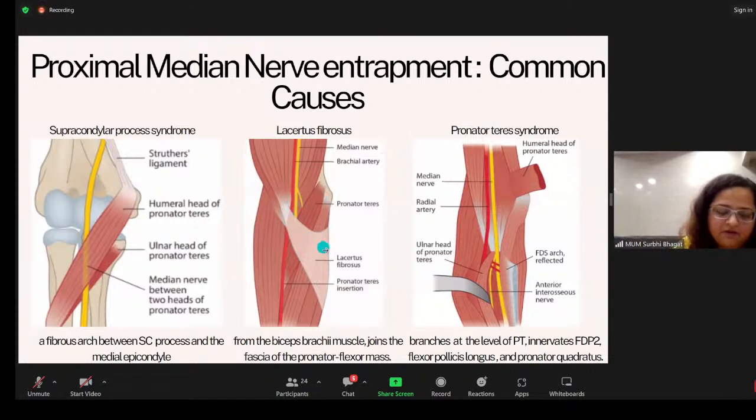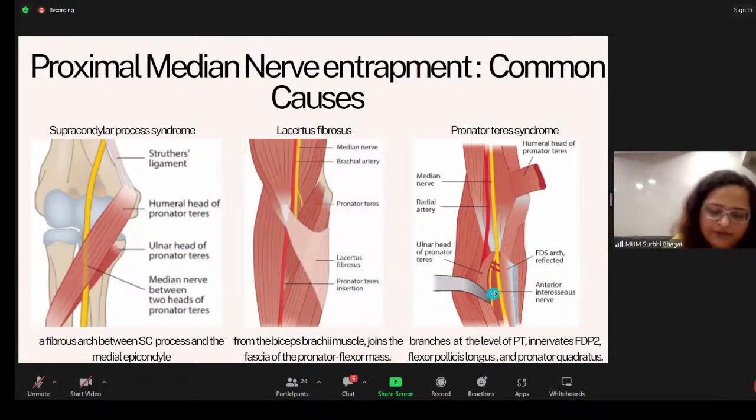And this is a covering below which the median nerve and the artery run. So there is another potential space for entrapment. As we come below the elbow crease and we reflect the humeral head of the pronator teres and the flexor digitorum superficialis arch, we can see the median nerve dividing into the continuity of the median nerve in the forearm and the anterior interosseous nerve.